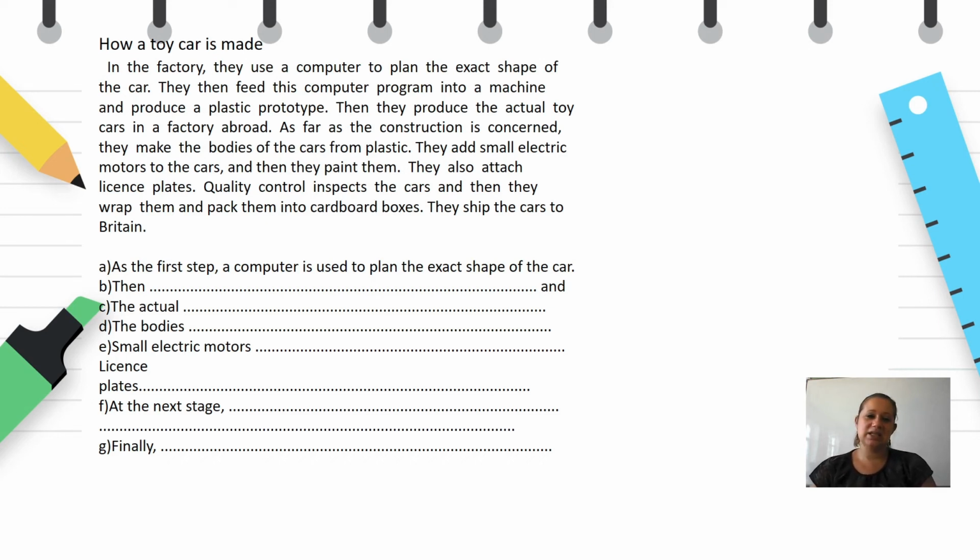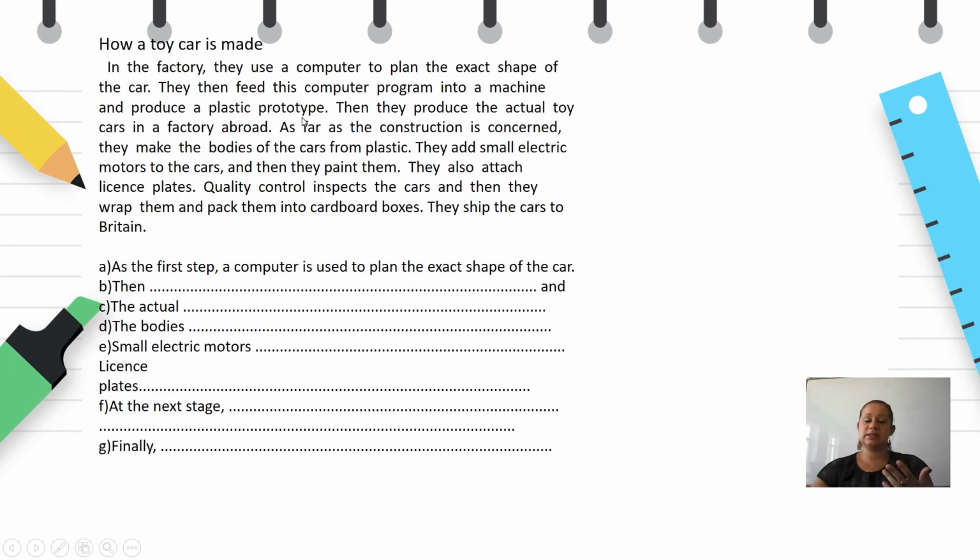Right. So it's a very short text describing the procedure of how a toy car is made. So let's turn the sentences into passive. The first sentence. As the first step, we say they use a computer to plan. So the passive sentence would be a computer is used to plan the exact shape of the car. So now we have they then feed this computer program into a machine and produce a plastic prototype.